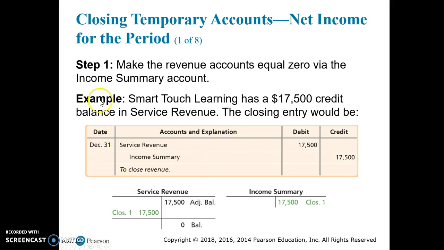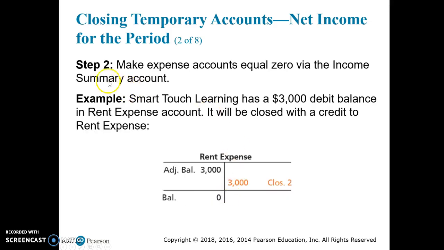So the first thing you have to do is, like I said, close the revenue accounts so that they have a zero balance, and you will close the revenues by using the income summary account. So if our service revenue had a balance of $17,500, you would debit service revenue and credit income summary, just like this.